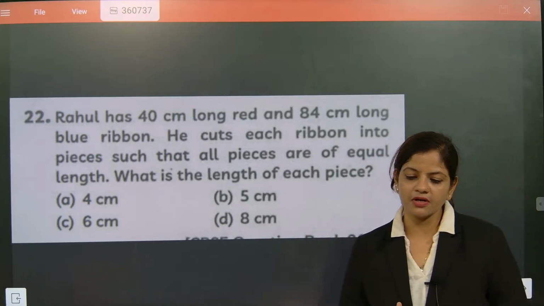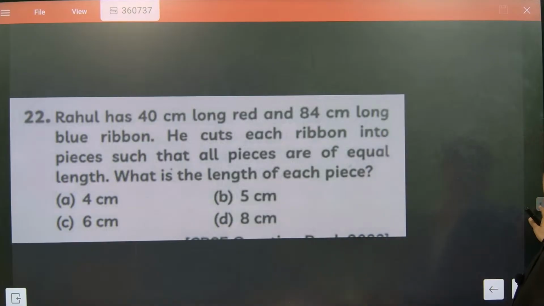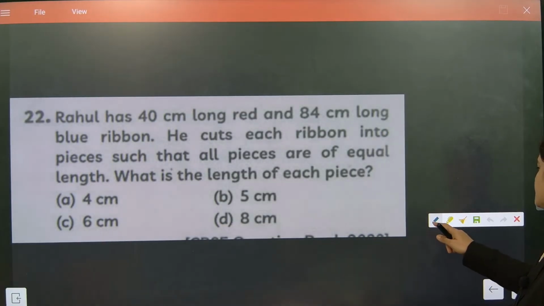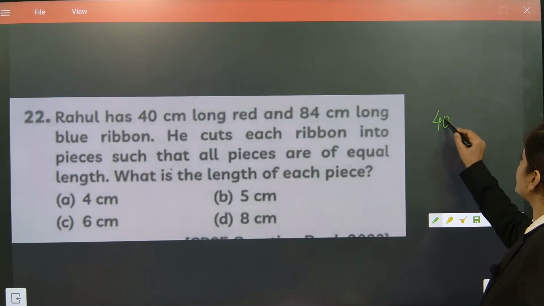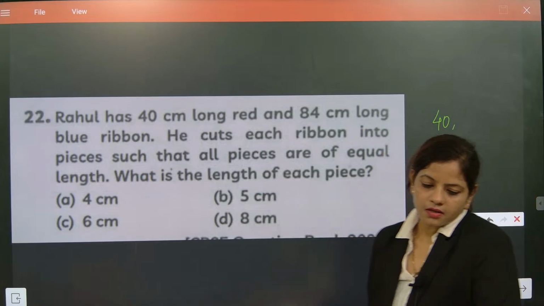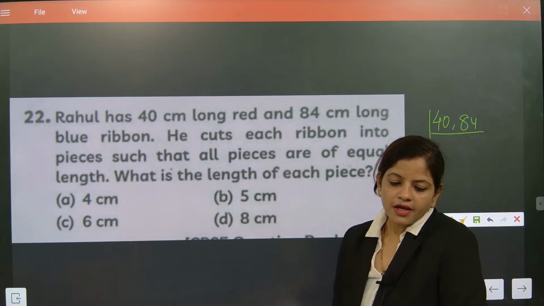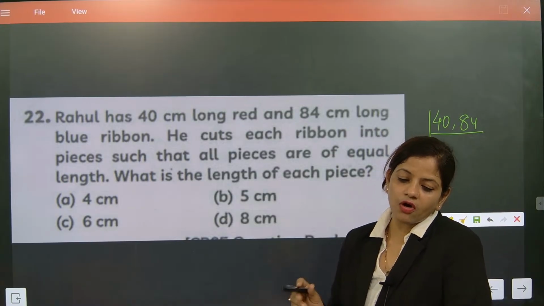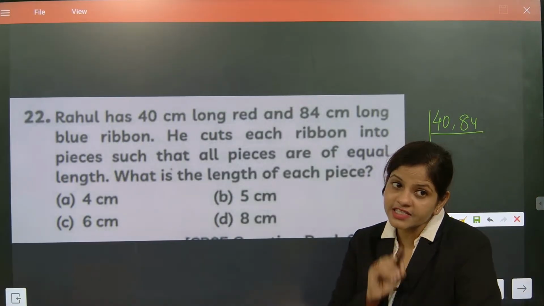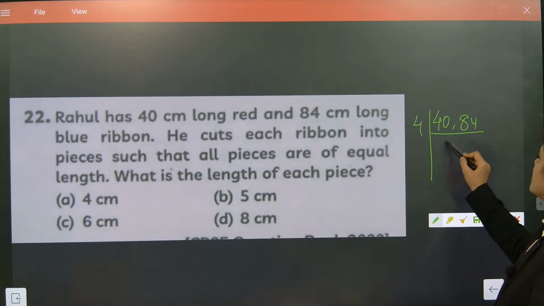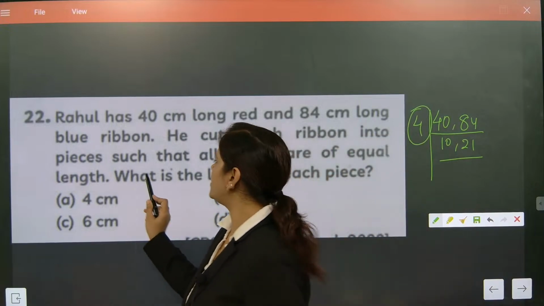Rahul has a 40 centimeter long red ribbon and an 84 centimeter long blue ribbon. He cuts each ribbon into pieces such that all pieces are of equal length. Whenever they are asking for equal size, equal length, you have to find the HCF. So here 4 will come, then 10 and 21. So 100% 4 will be the answer. Very good, well done, well deserved answer.